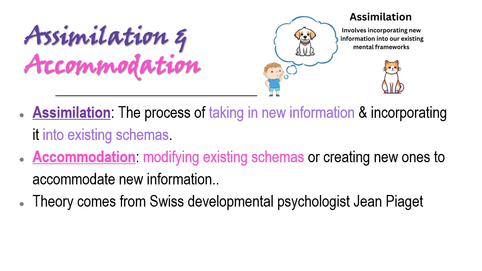So we assimilate or we accommodate when we're coming across new information. Assimilation is the process of taking in new information, like there's a cat, which is not a dog. So we take in new information and we see, can I incorporate that into my existing schemas? Well, if the schema is animals or pets, then yes, you could incorporate that into your existing schema. Accommodation is when we have to modify the existing schemas or we create new ones, because now we have new information and we need to modify and create a new category. All of these theories come from the Swiss developmental psychologist Jean Piaget.